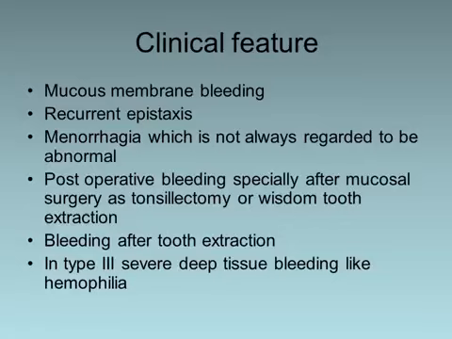The clinical feature is mainly that of mucous membrane bleeding: recurrent epistaxis, menorrhagia, which is not always regarded as abnormal because the whole family has the same problem, and post-operative bleeding, especially after mucosal surgery like tonsillectomy or wisdom tooth extraction, bleeding after any tooth extraction. In type 3, which is usually severe, the bleeding may be in the joint like hemophilia.